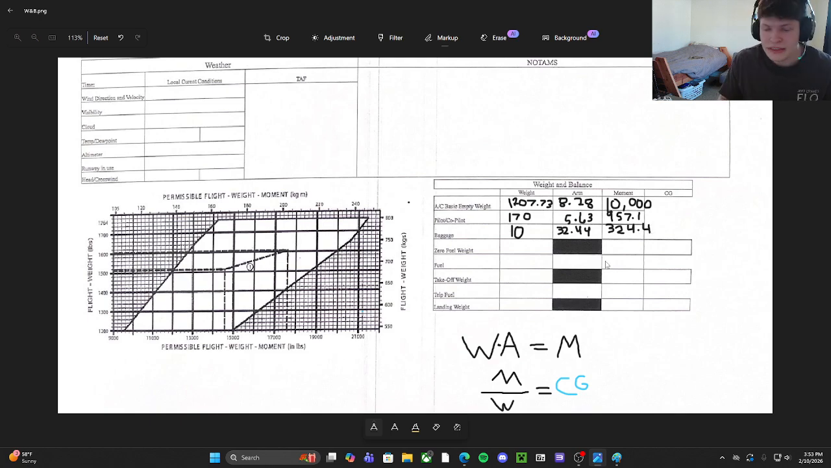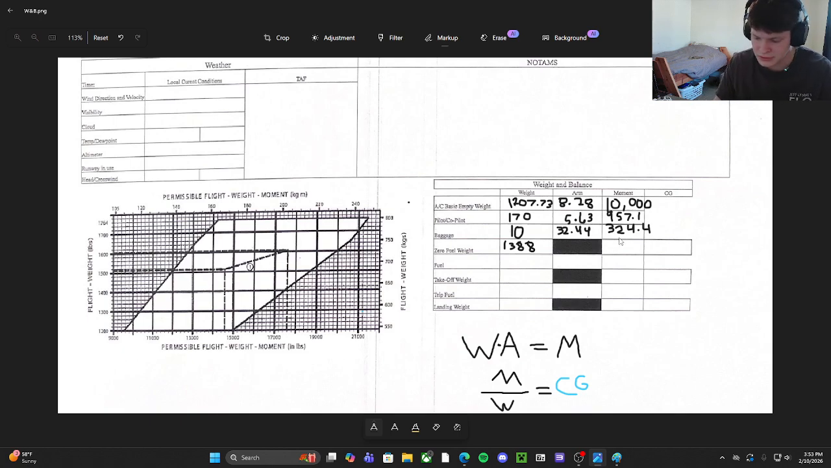So now, to get that zero fuel weight, which is just the weight without any fuel, we're going to add our basic empty weight, our pilot and co-pilot weight, and our baggage. So if I do 170 plus 10 plus 1207.73, I get 1387.73, which I'm just going to round up to 1388, just because it's hard to write with my mouse. And then for moment, I'm going to add up all of those.